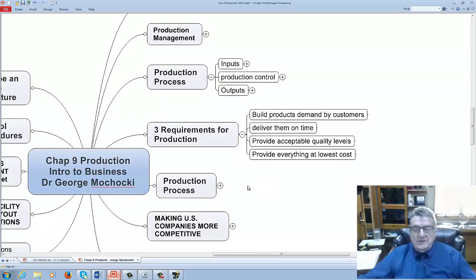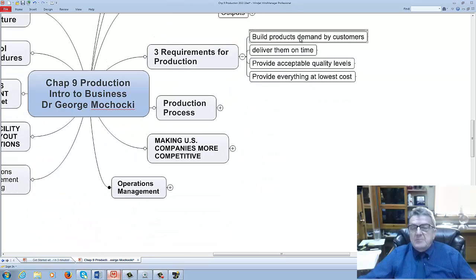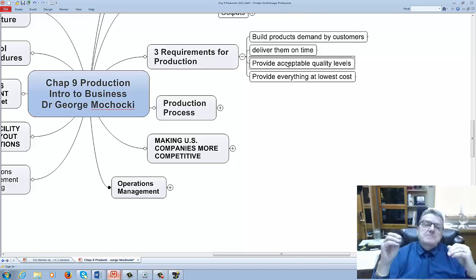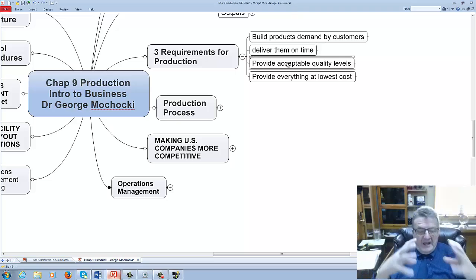Three requirements of production: build products demanded by customers or service demanded by customers, deliver them on time, and provide an acceptable quality level. The only difference is that when I'm manufacturing a good, I can tell the quality. Look, you buy a cake. If it's lopsided, hey, there's something wrong with this cake, I won't buy it. Or if it tastes wrong, I can taste it right away.